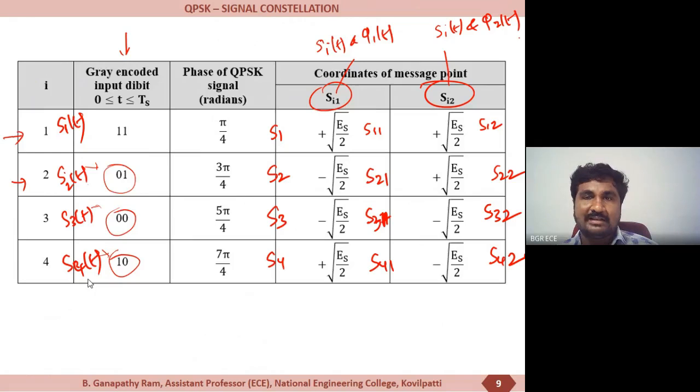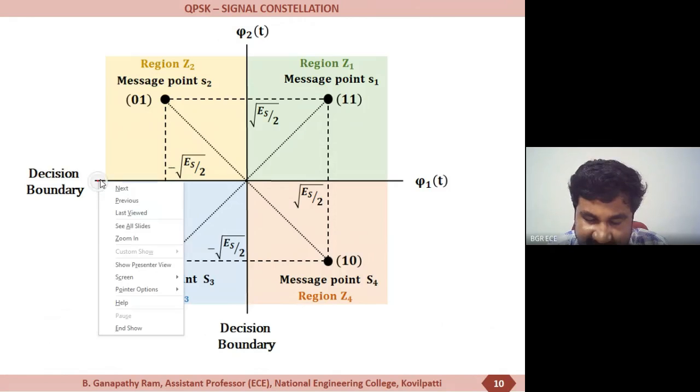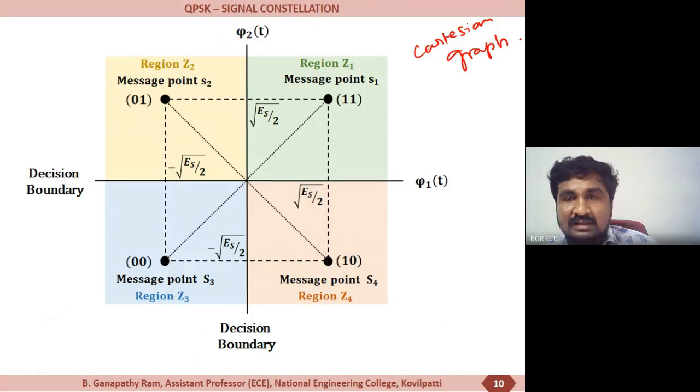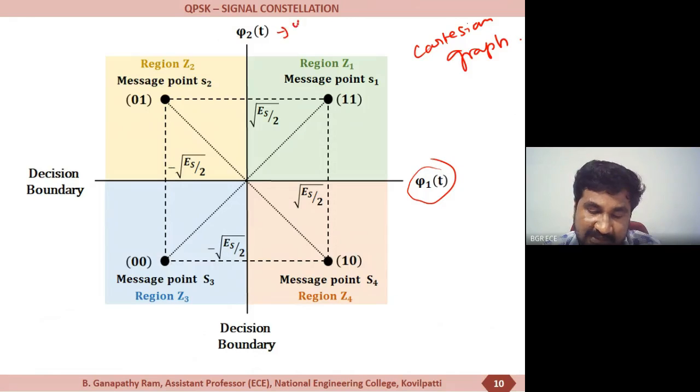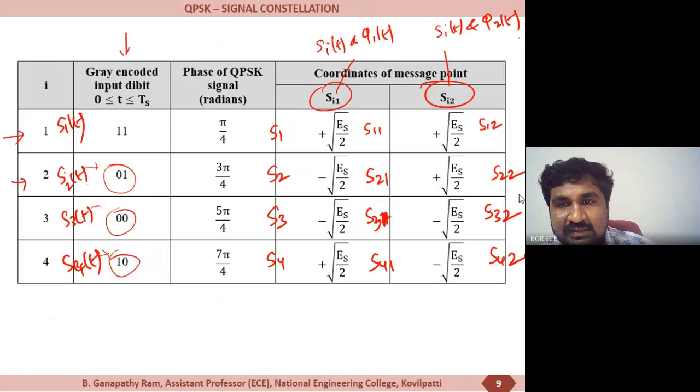Let us plot all these coordinates in the signal constellation map, which is having an x-axis, y-axis, which is represented in a Cartesian graph, in which the x-axis represents phi1 of t and the y-axis represents phi2 of t. Now let us start with the message point S1.